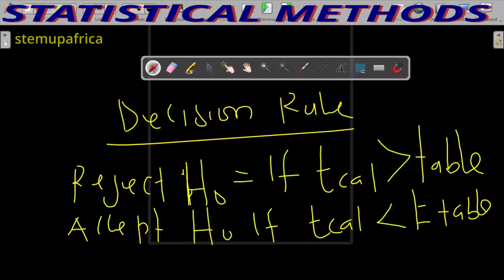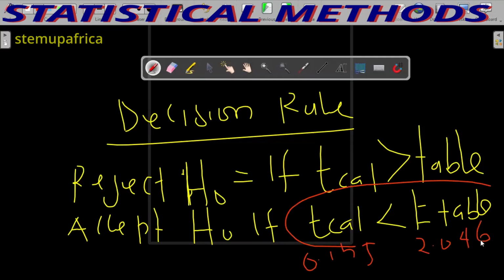We are accepting it because the T calculated is less. This one is 0.175, and this one is 2.046. Since this one is less than this, you accept the null hypothesis. That means there's no significant difference between the performance of boys and girls when it comes to mathematics. So I believe that is understood.